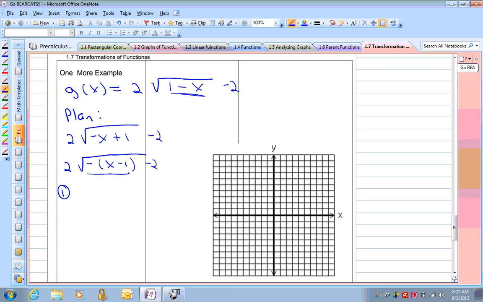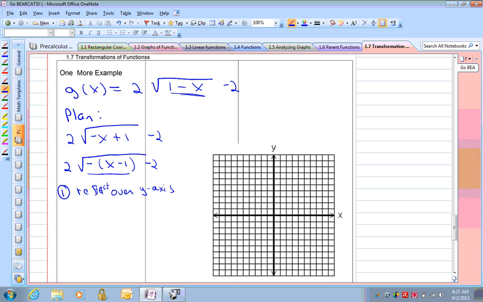The other thing you want to do is make sure that you're reading it carefully. So the first thing we're going to do is reflect. We use the negative as a reflection. And remember, that's horizontal, so it's going to reflect over the y-axis, something we're not as familiar with.